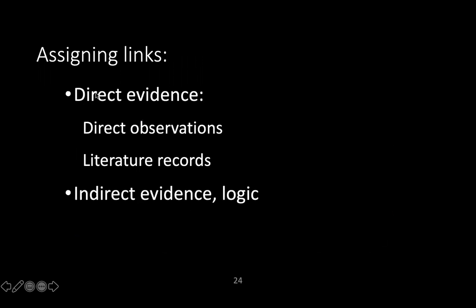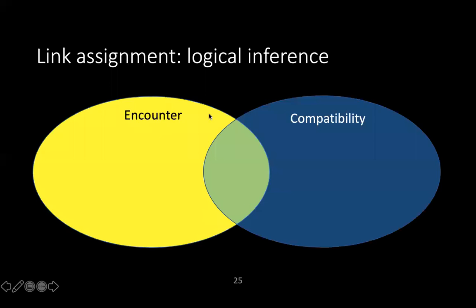Then we started assigning all the links between them. So we used direct evidence of links. Those were kind of the easier links to assign because we saw it ourselves or we had records of it in the literature. And when we didn't have direct evidence, we used indirect evidence and logic to do this. And so these are the steps that we went through.